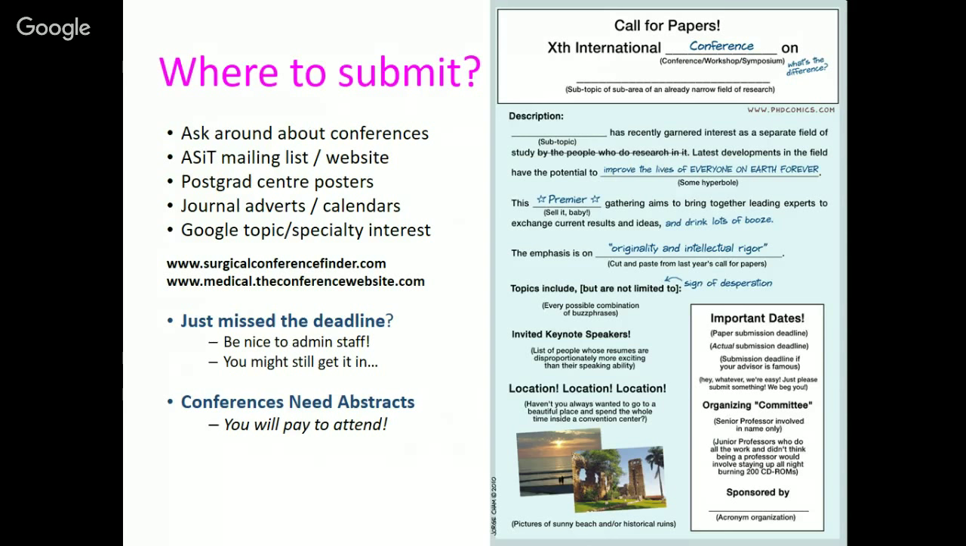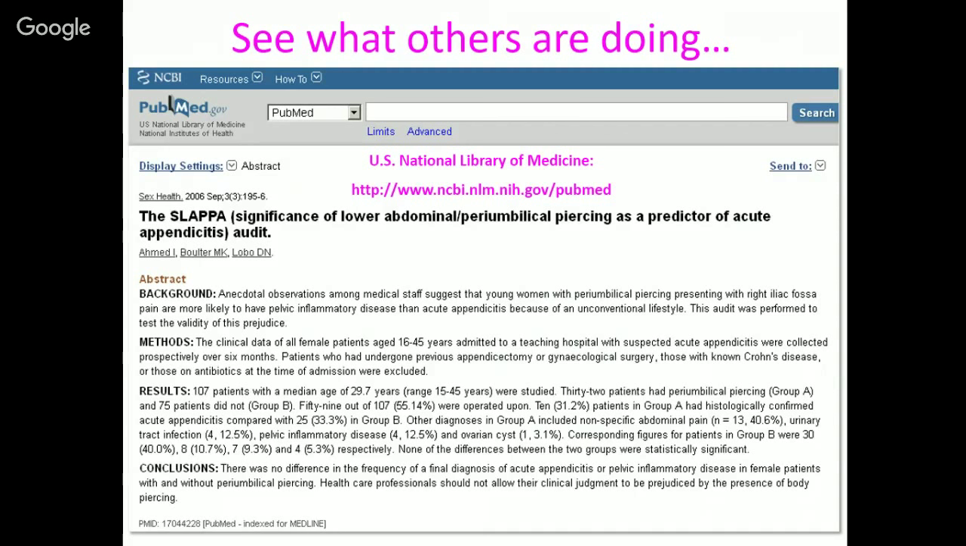And the lifeblood of conferences is having abstracts submitted and presented. They need people to attend, and so most conferences are very keen to get people engaged and get them submitting their work. And it's very easy to find out what other people are doing. PubMed is a resource full of millions of abstracts from published academic work around the globe. So if you have a particular area or topic of interest, make sure you go and search this in PubMed and find out what sort of recipe they've used for presenting their findings in a summarized fashion.